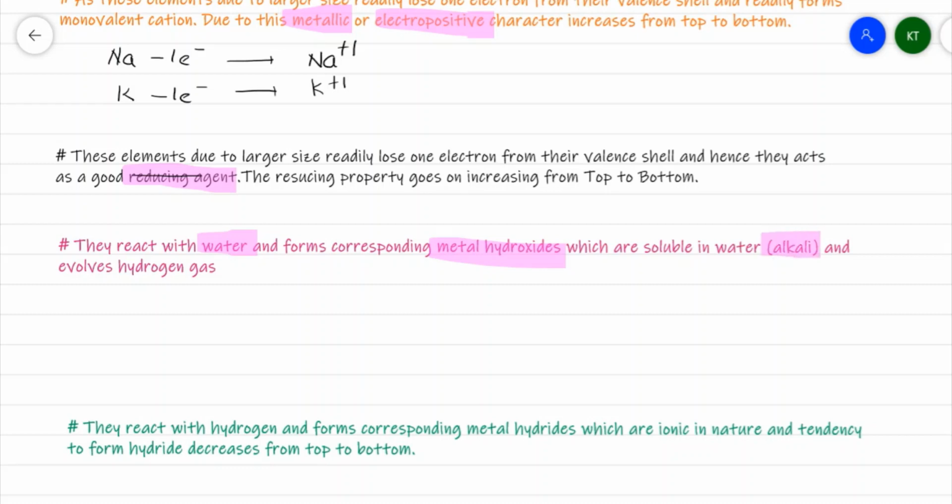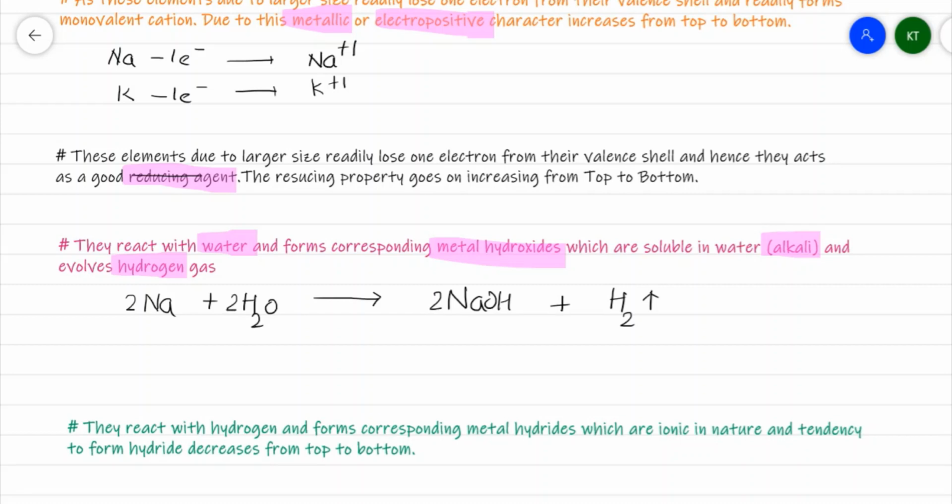And along with this, it evolves hydrogen gas. So let me take a simple example here. Sodium metal. If you drop a piece of sodium metal in water, it reacts very violently, forms the corresponding sodium hydroxide, and evolves hydrogen gas. To balance this, I'll have 2Na + 2H2O gives me 2NaOH + H2.